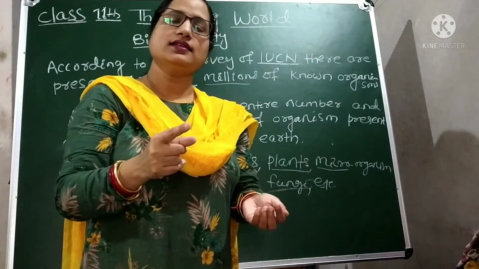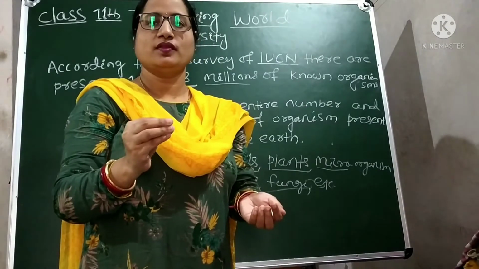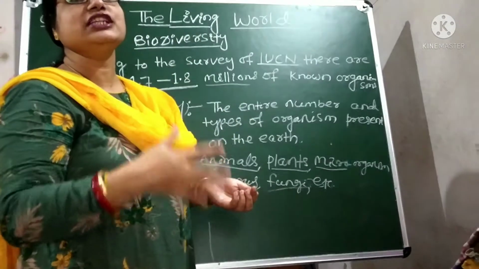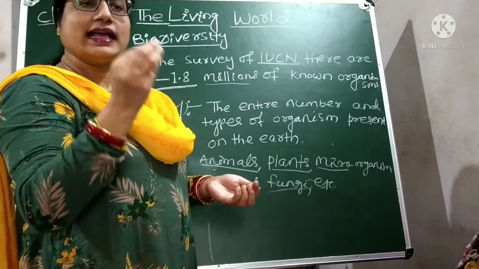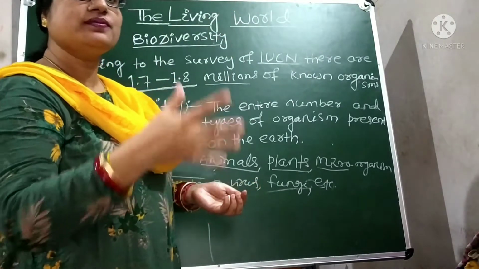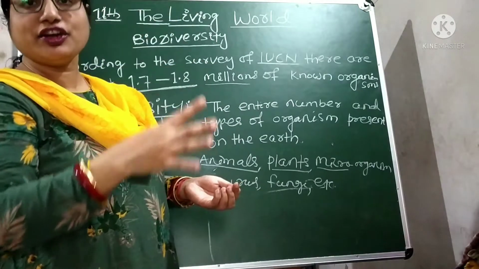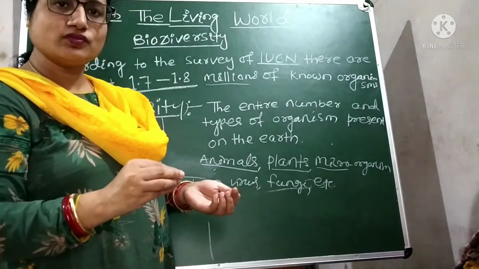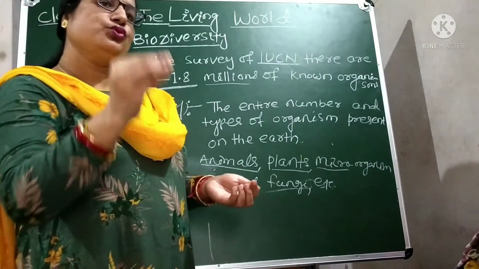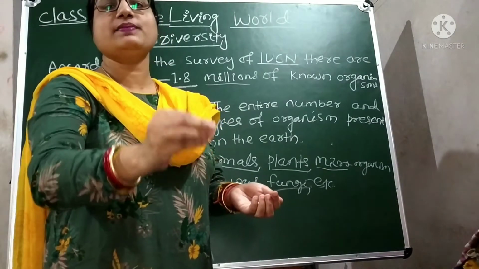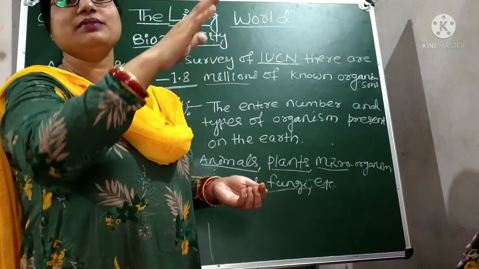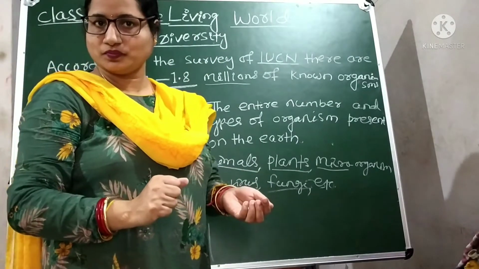Compare the earth to the shopping malls. In a shopping mall, there are present different categories of things. Like this, on the earth surface, there are present different kinds of living organisms. So, to study them, to know about them, we have to classify them or arrange them in a systematic manner. Okay?